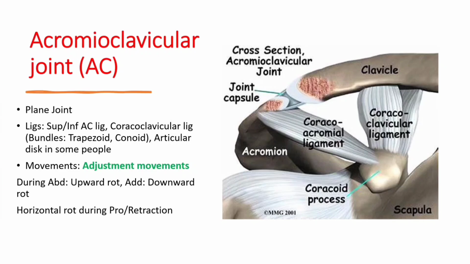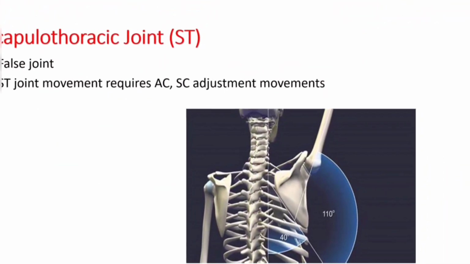The type of movement is adjustment movements. What does it mean? When we are doing movements such as abduction or flexion, the acromioclavicular joint and the sternoclavicular joint have to adapt themselves. So imagine we're doing abduction. The acromioclavicular joint has to do upward rotation, and for adduction it has to do downward rotation. For protraction or retraction, the AC joint does internal or external rotation. So they're known as adjustment movements.